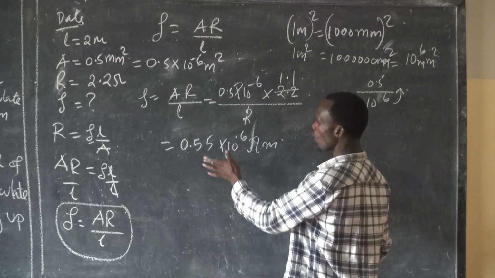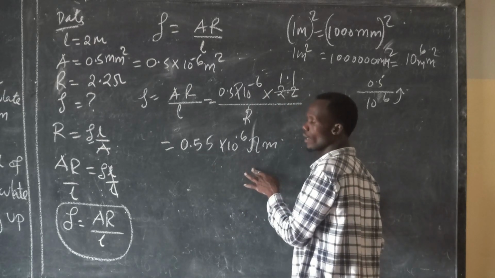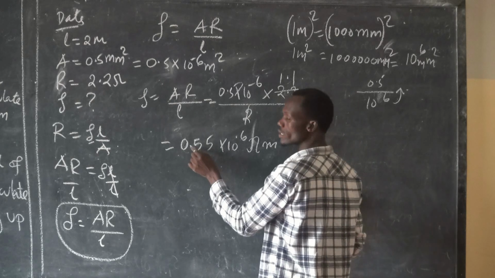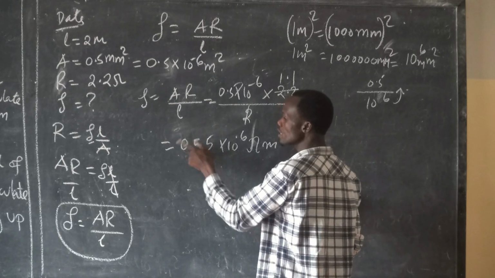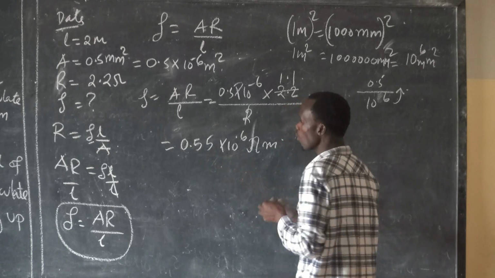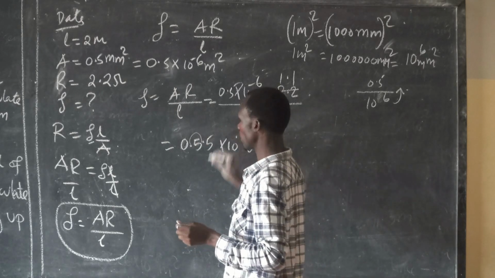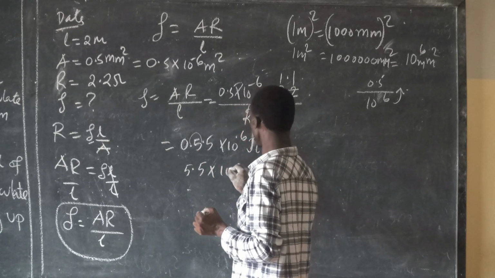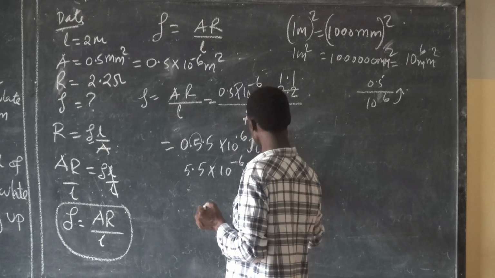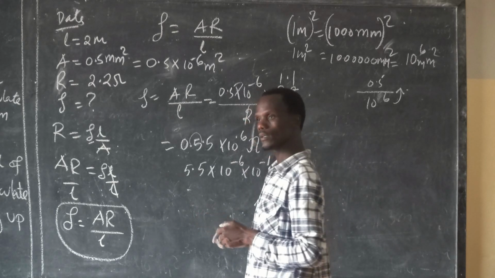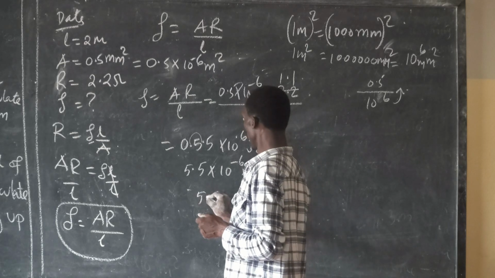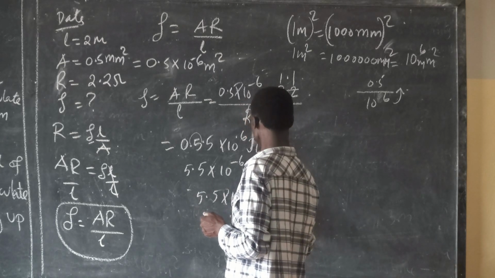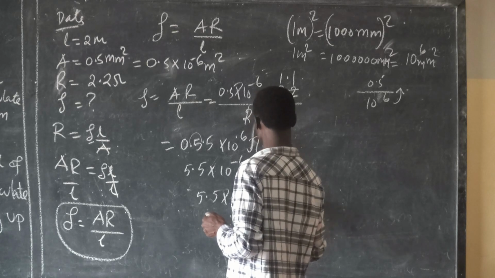But this is not okay. Why is it not okay? Simply because this is according to exponential form. This is not a standard form. Now we need to convert. You bring it back here. Now you get 5.5 times 10 power negative 6 times 10 power negative 1, which now is equal to 5.5 times 10 power negative 7 ohm meter.